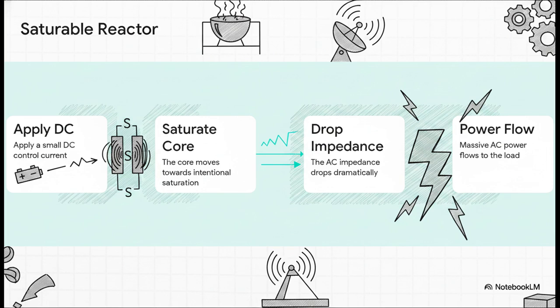By applying just a tiny DC current, the core saturates, the AC impedance drops dramatically, and massive AC power flows to the load. You're controlling kilowatts of power with a tiny signal, with zero moving parts, and doing it before transistors even existed. This is the exact tech that controlled giant arc furnaces in early aircraft radar systems.